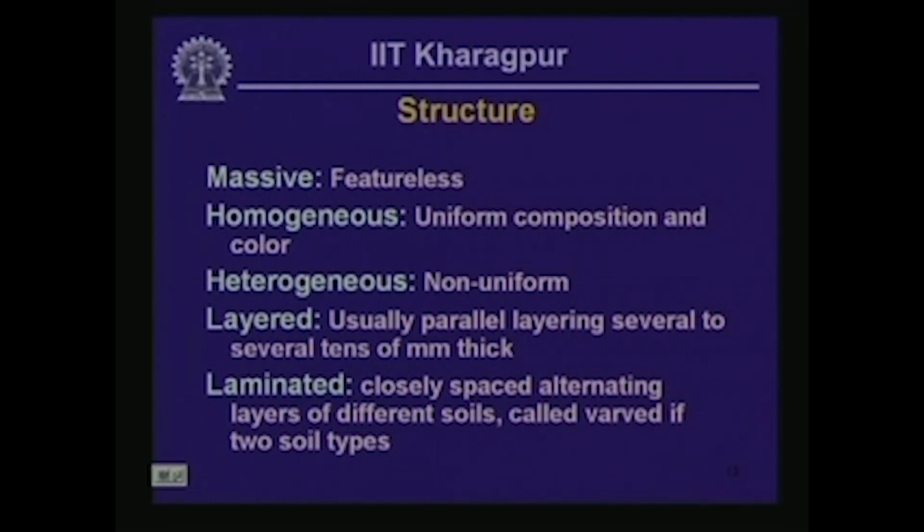It could be layered. There could be parallel layering, or the layers could be pinching or thickening in a particular direction, or there could be laminations. These indicate very closely spaced alternating layers of different soils. Now, if you have only two different types of soils in terms of grain sizes, then laminated soils are called varved soils.